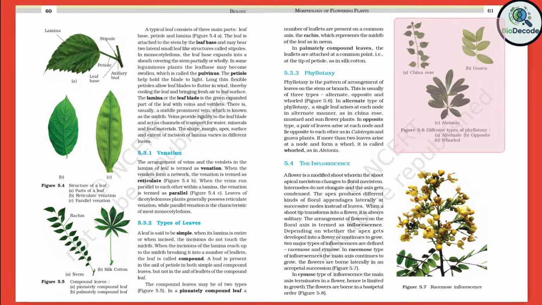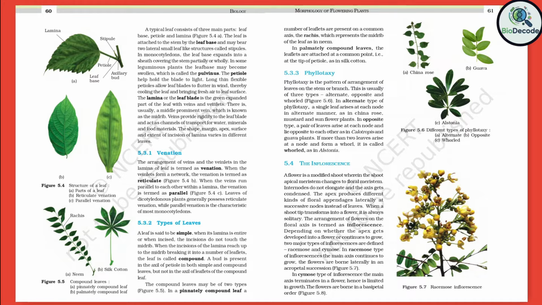Different types of phyllotaxy. This figure illustrates how leaves are arranged on a stem, known as phyllotaxy, which helps in optimal light capture. A. China rose, alternate. Only one leaf arises at each node alternately along the stem. This prevents shading of lower leaves. B. Guava, opposite. Two leaves arise at the same node, directly opposite each other. C. Alstonia, whorled. More than two leaves emerge from a single node, forming a circular arrangement. The figure demonstrates how leaf arrangement affects photosynthesis and plant architecture.